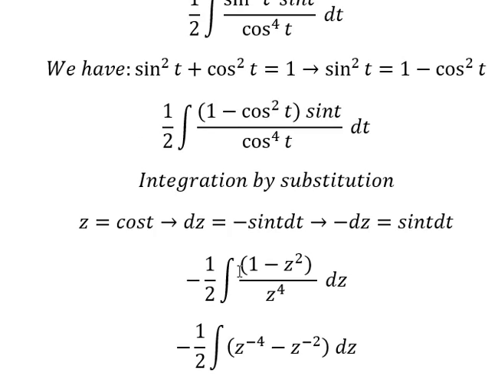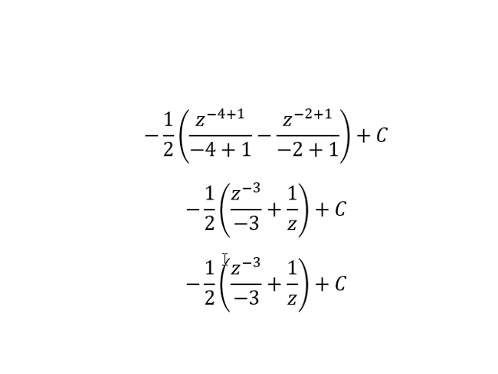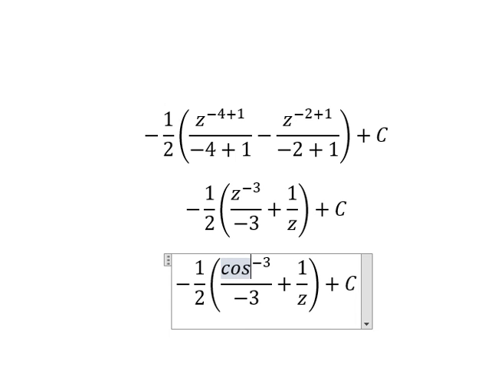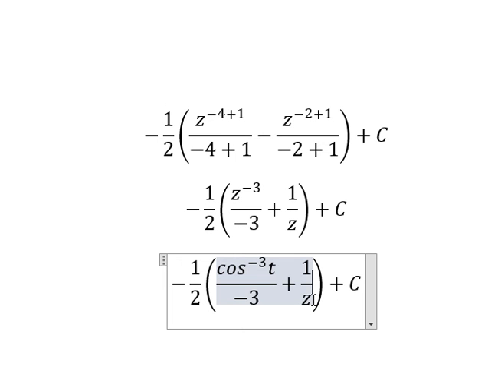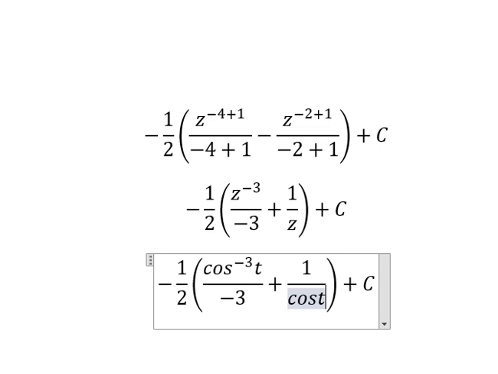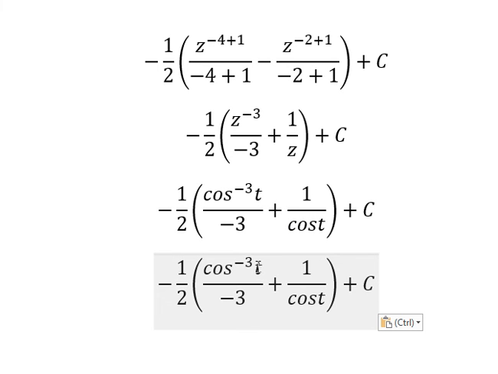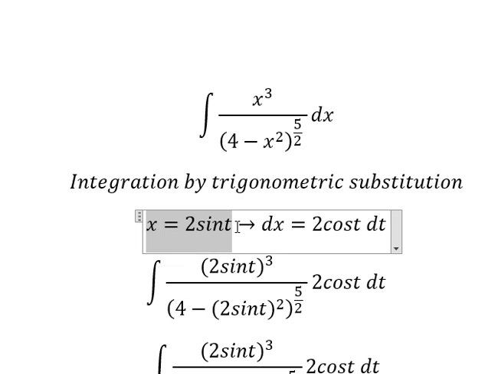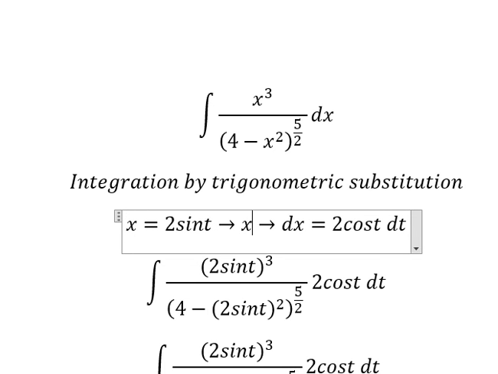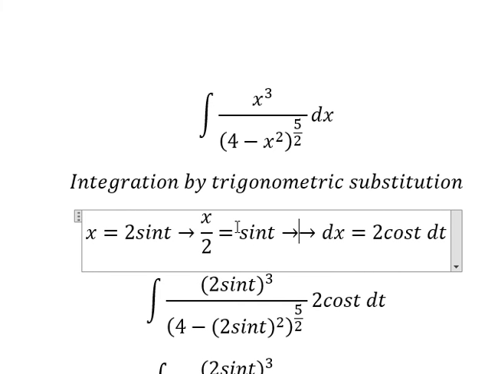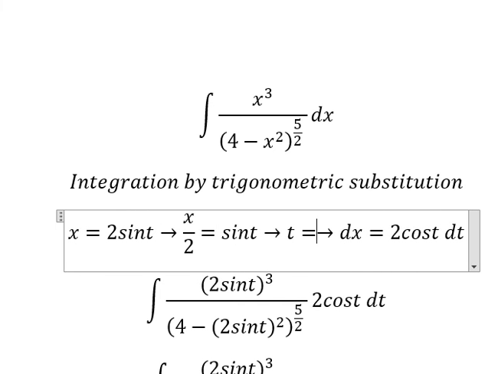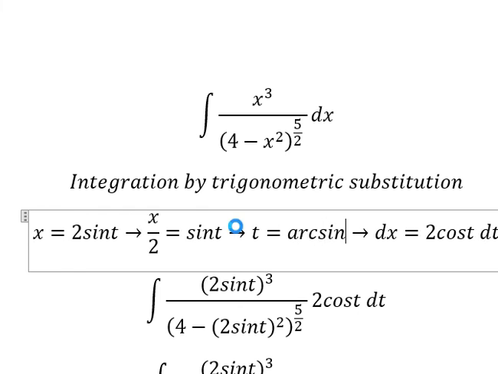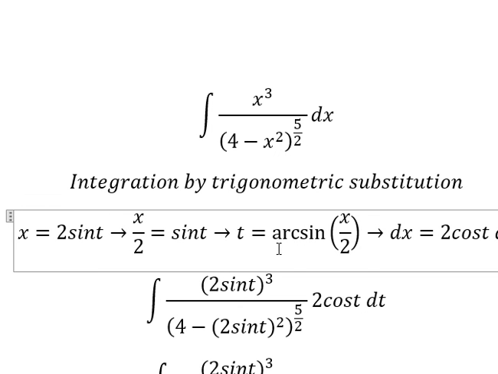About z, that is cosine t. About t, that is this one. So we need to divide both sides by 2. And then we can find the value of t equals arcsine of s over 2. So I will put this one to change for t.